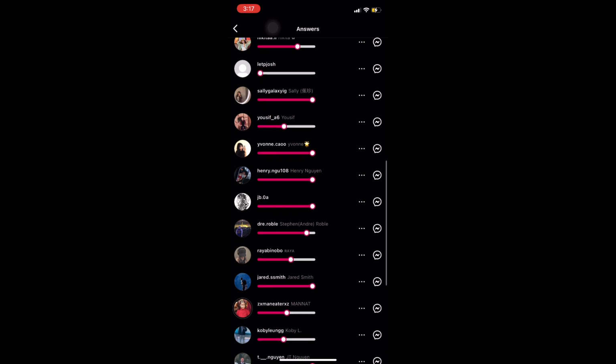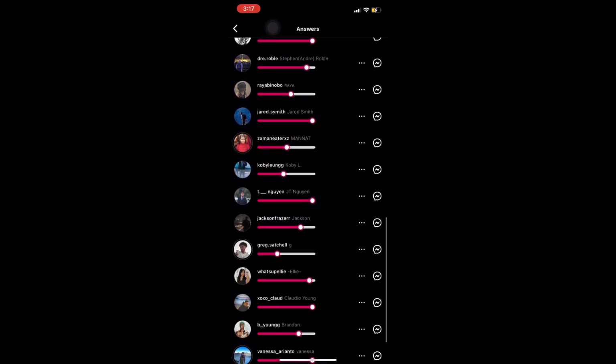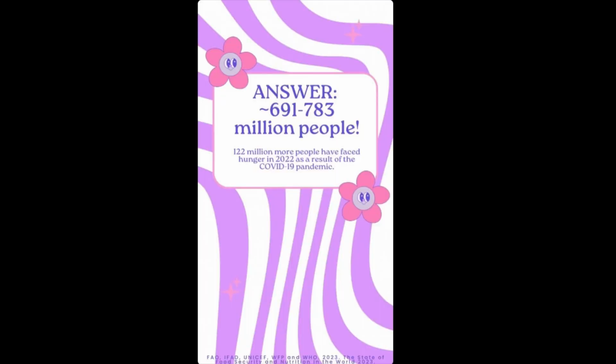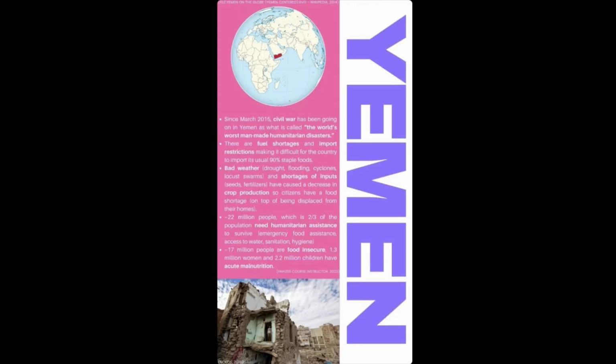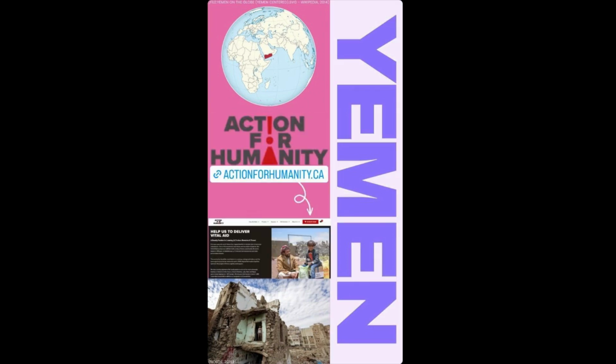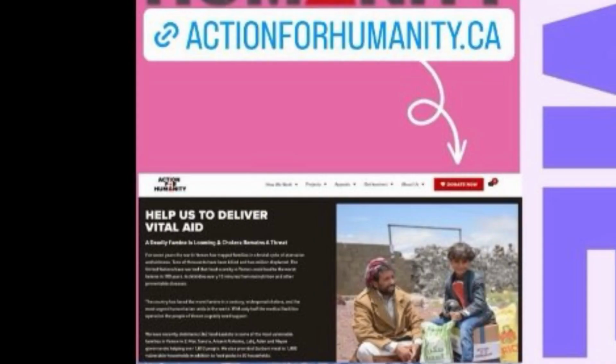This average answer of respondents turns out to be more accurate to the statistical answer of approximately 691 to 783 million people. The next week, I decided to post about Yemen, like how we discussed in class. Around 17 million people in Yemen are food insecure, so action needs to be taken. This is why I provided the link for Action for Humanity. I picked this website because it advocates for preventative measures against hunger and sickness.